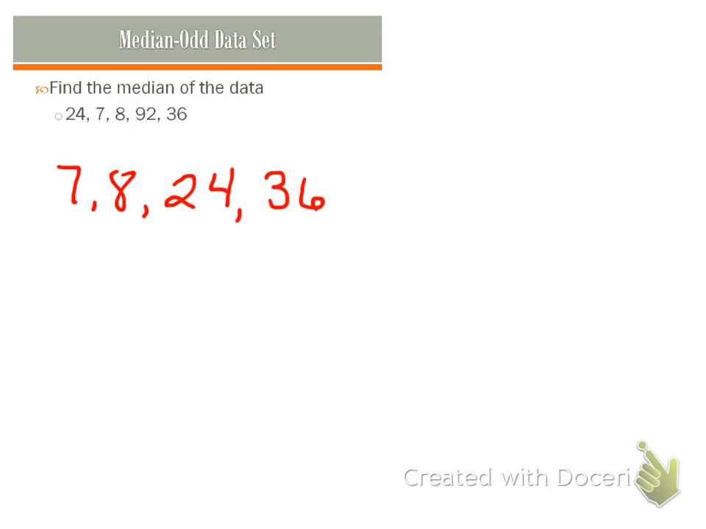So here's a look at finding the median of an odd data set. The first thing we need to do is put our numbers in order, and then we mark off from the ends going in until we find our middle number of 24. So for this data set, our median is 24.